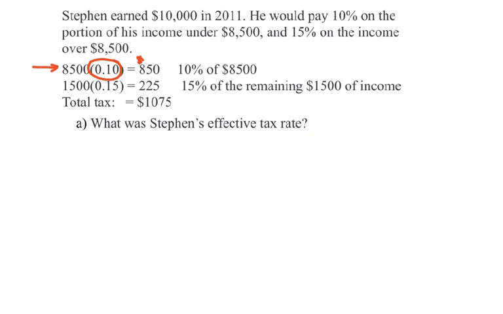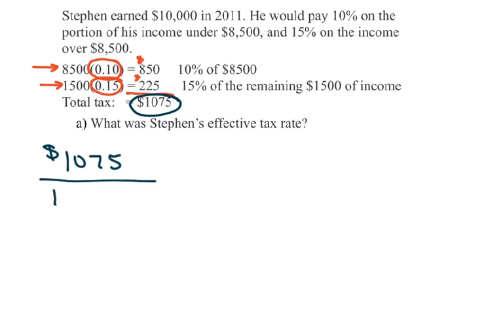The other $1,500 that he earned is taxed at a rate of 15%. And so that's $225. And together, those add up to $1,075. What we're here to do now is compute Stephen's effective tax rate. And we do that by taking his total taxes that he paid, $1,075, over the amount that he earned, the $10,000 total.